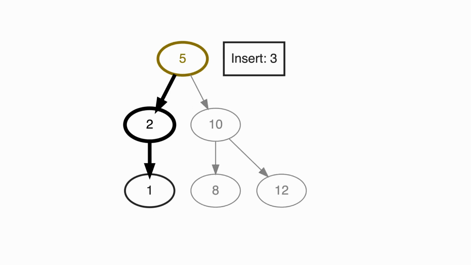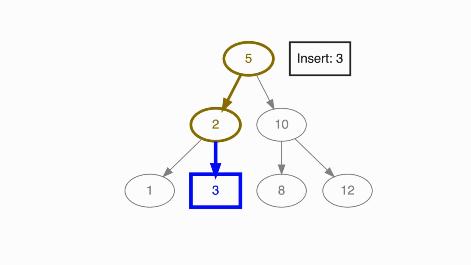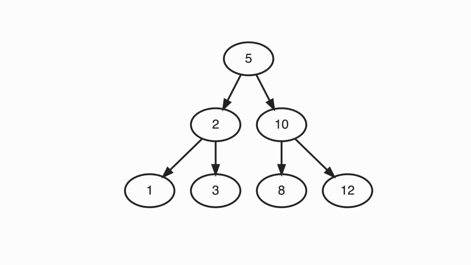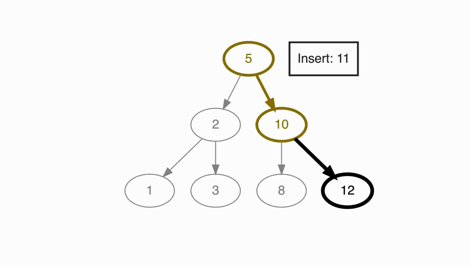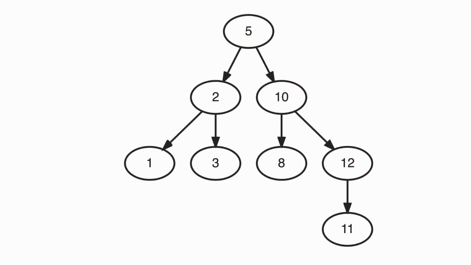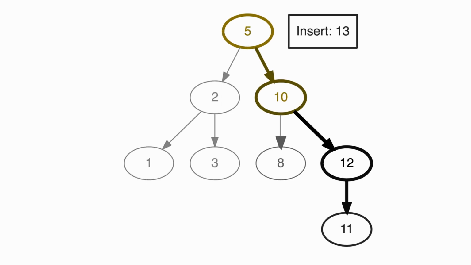Once we find that there is no node in the direction we want to go, we have found where the new node should go. Instead of moving, we insert the node. We repeat this process of searching and insertion for every element we want to add. Each time, we start at the root and search for where the node should go. Once we find the correct spot, we insert the new node.